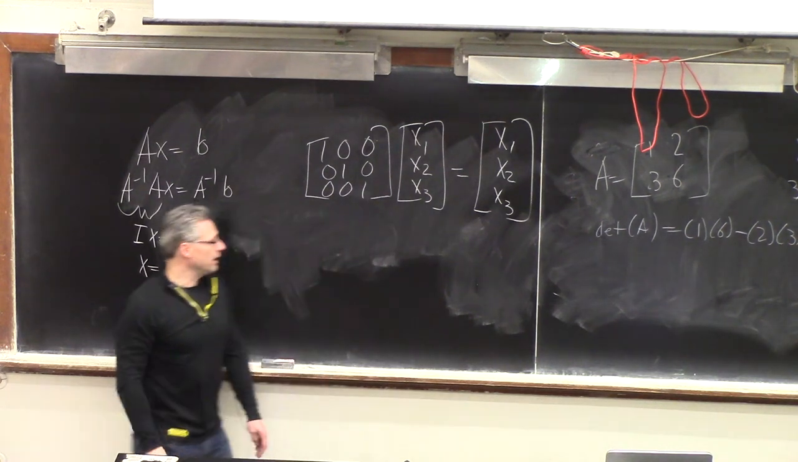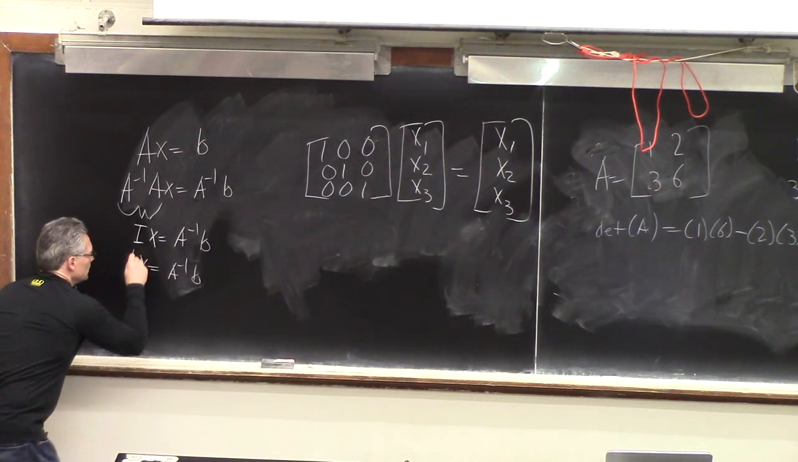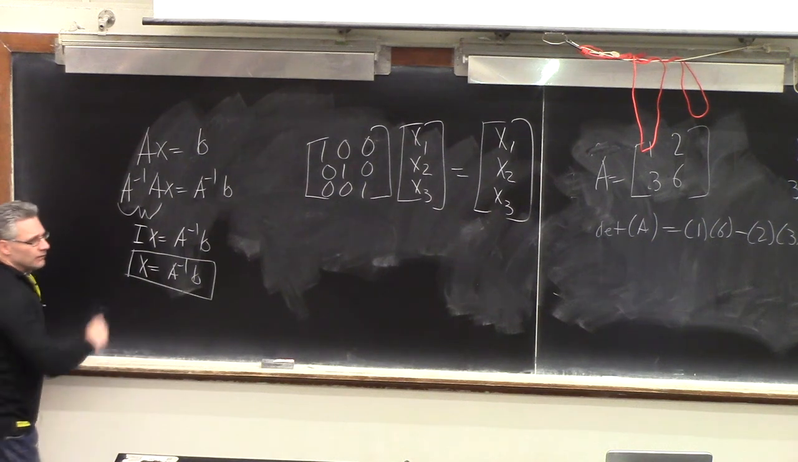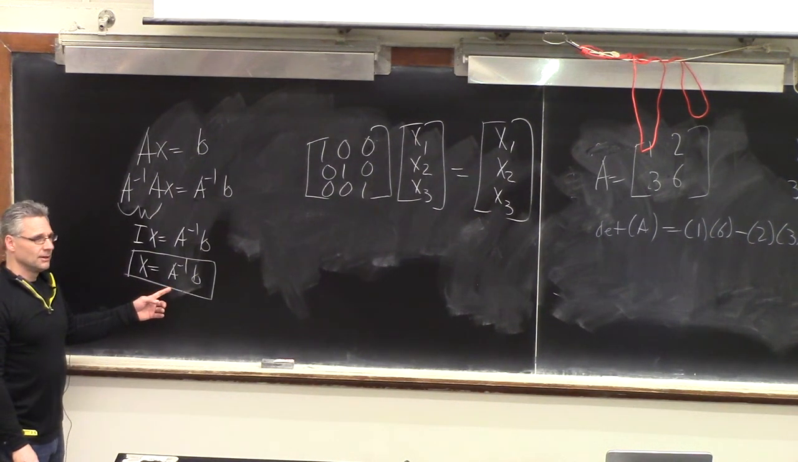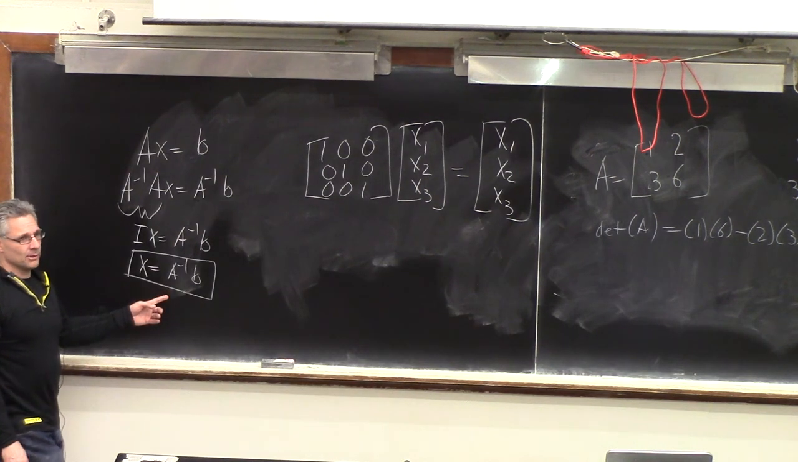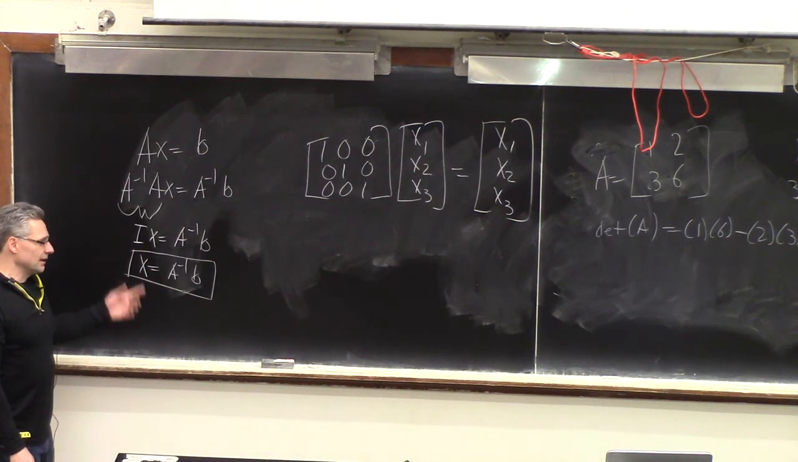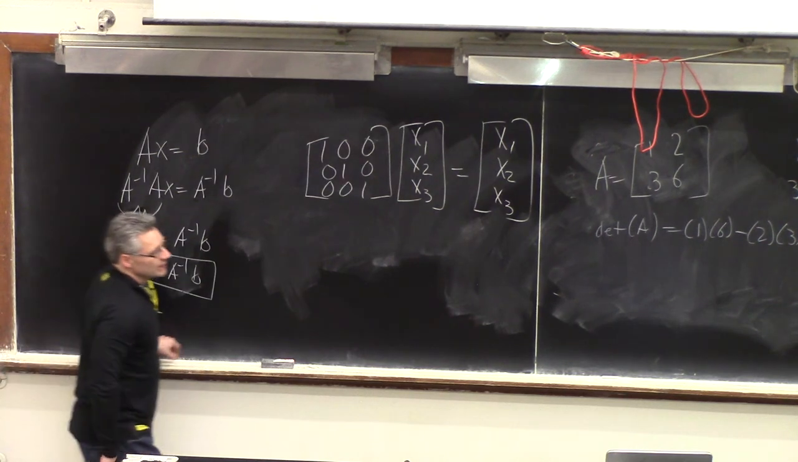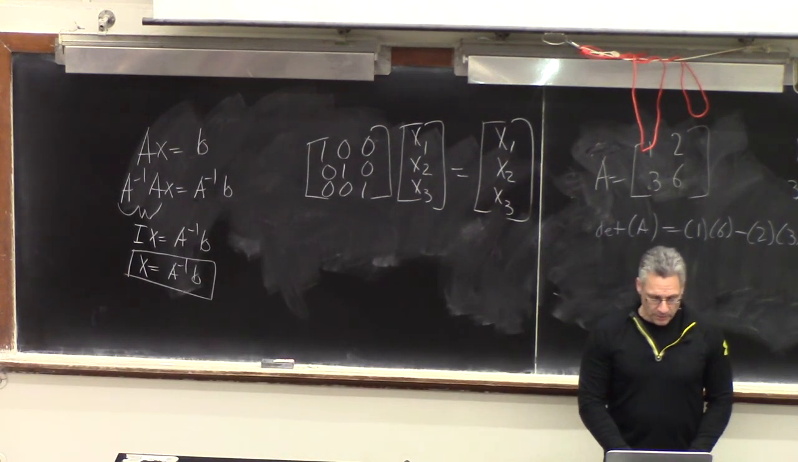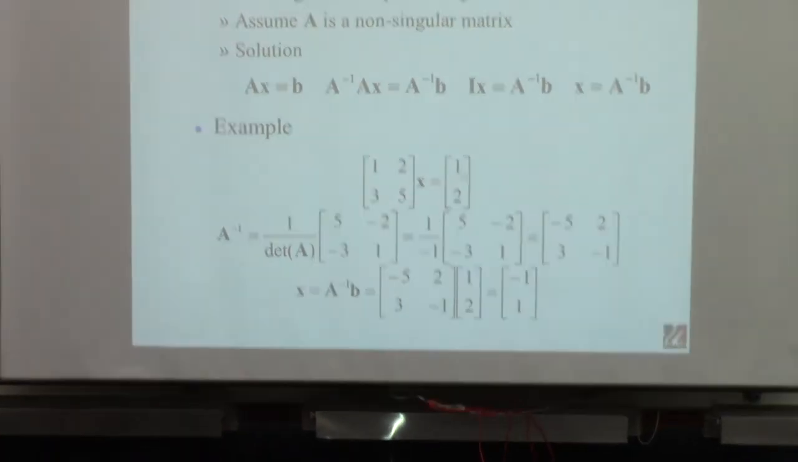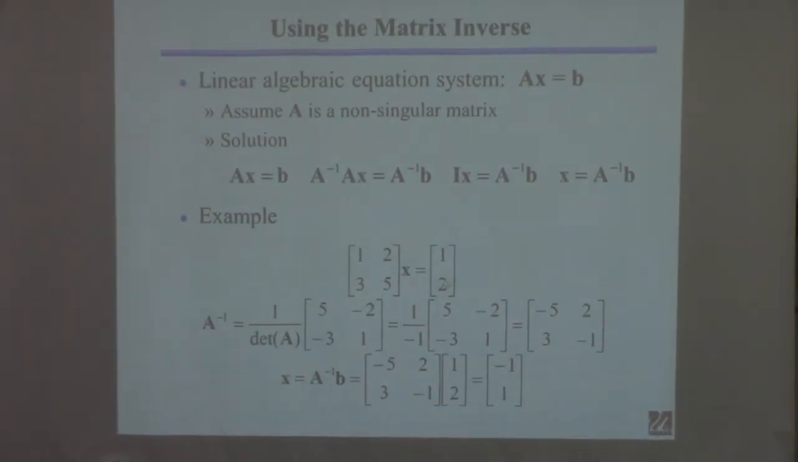Okay. So this says, hey, amazingly, I found a way to solve linear algebraic equations. All I have to do is compute the inverse. That's the fly in the ointment, because that's not all that much fun. It takes some work to do. So what I'm going to do here at the end is go through this simple example. Very simple. It's a 2 by 2 system. So there's my matrix A and there's my vector B.